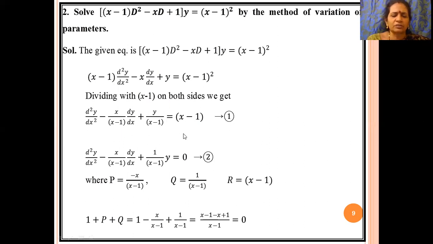So clearly this is in the form of the standard form. Linear equation of second order with variable coefficients, right? That is d square y by dx square plus P into dy by dx plus Q y is equal to R. That is the general form.